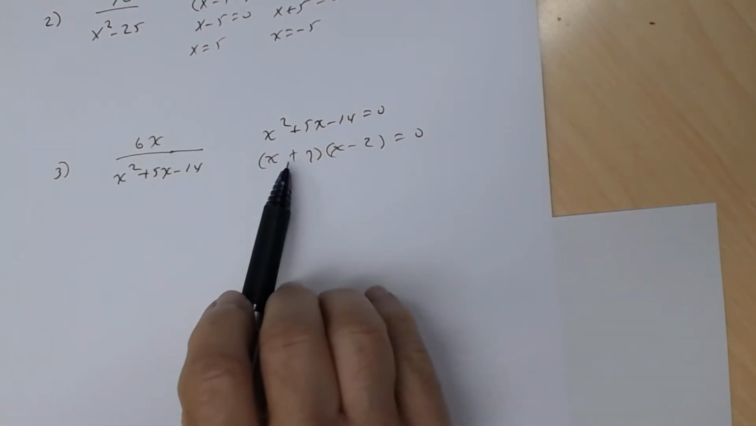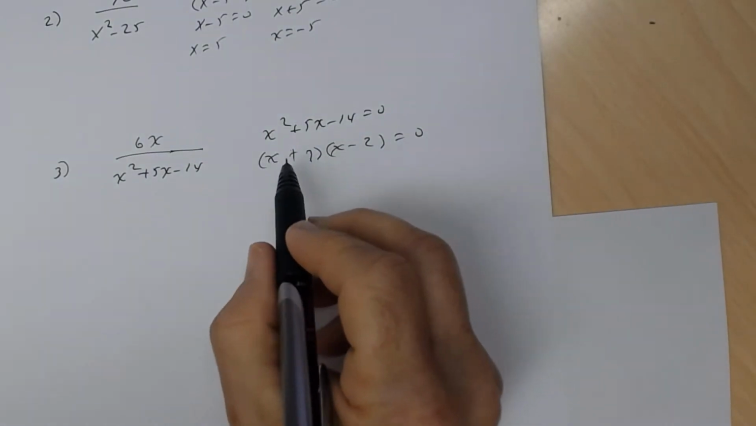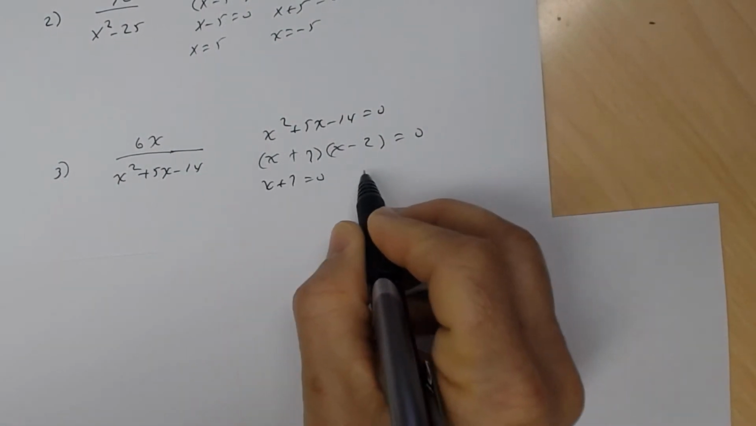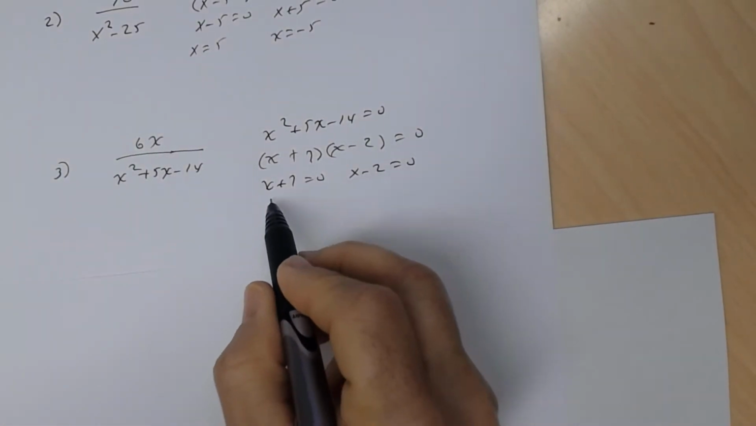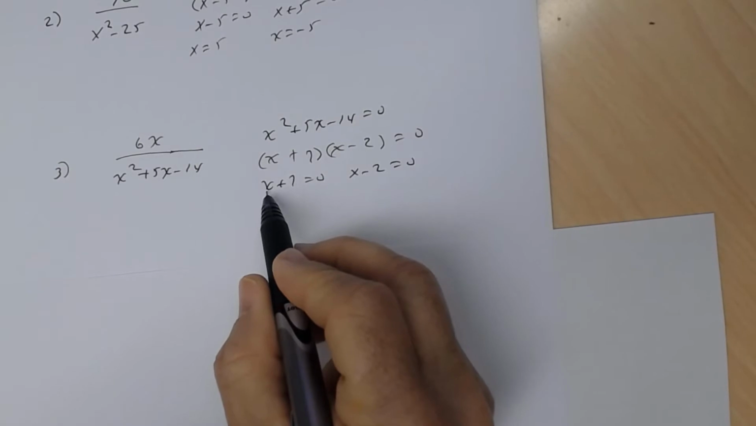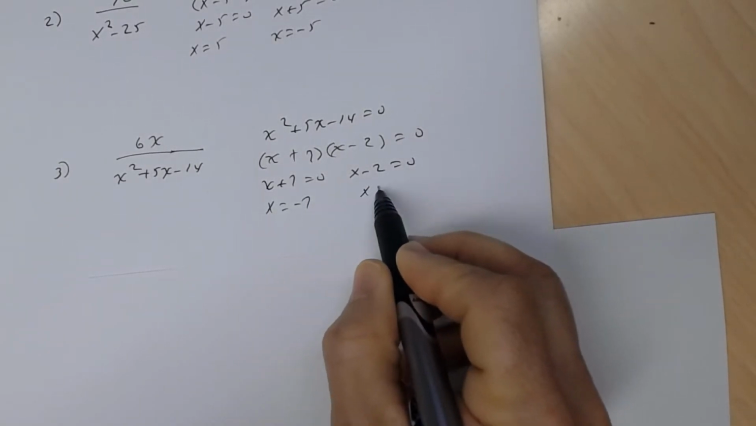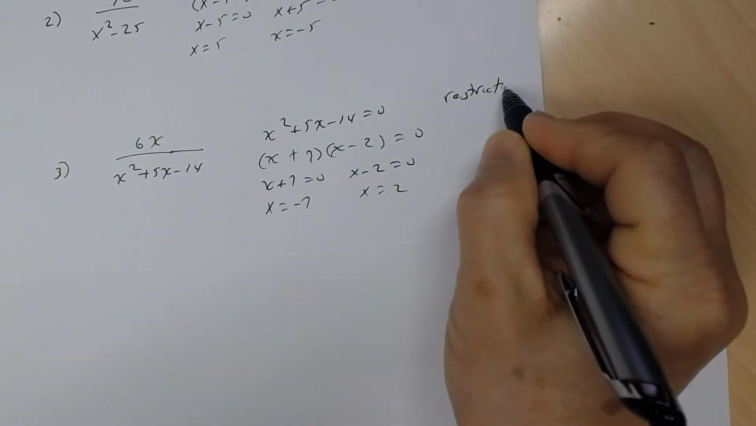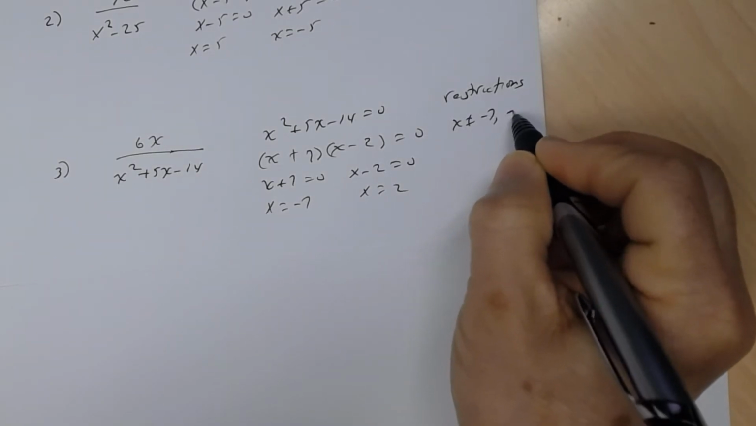And remember, what you're doing now is using the zero factor property. So you're going to set each of these factors equal to 0. Since this is linear, x would have to be negative 7 here, and x would have to be 2 here. So your restrictions are that x cannot equal negative 7 or 2.